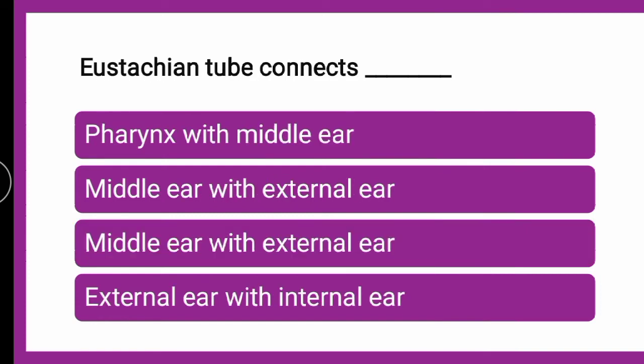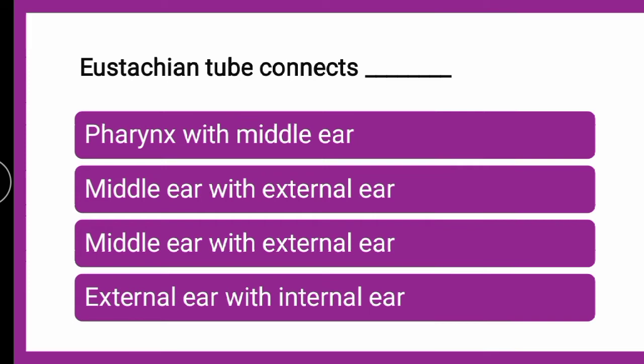Next question is eustachian tube connects dash. Whether the eustachian tube connects pharynx with middle ear, with external ear, middle ear with external ear, or external ear with internal ear, which amongst the given is the correct answer? This is a typographical error. Both the options are same, B and C.